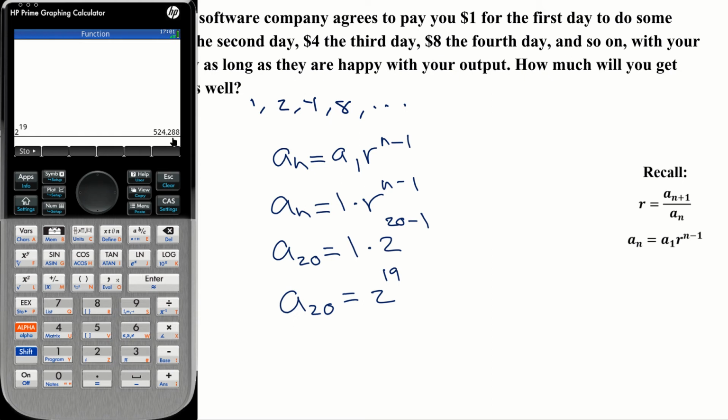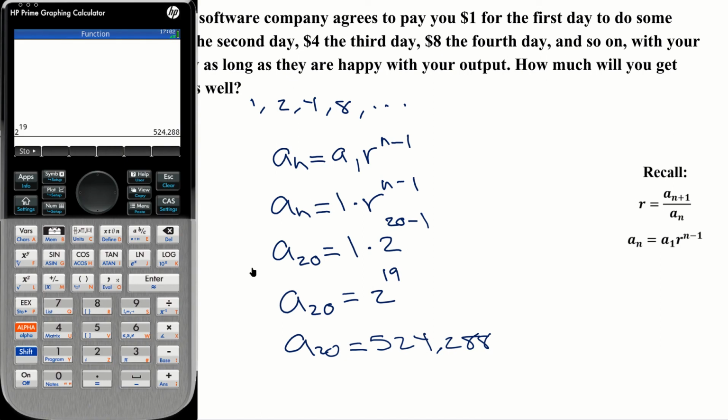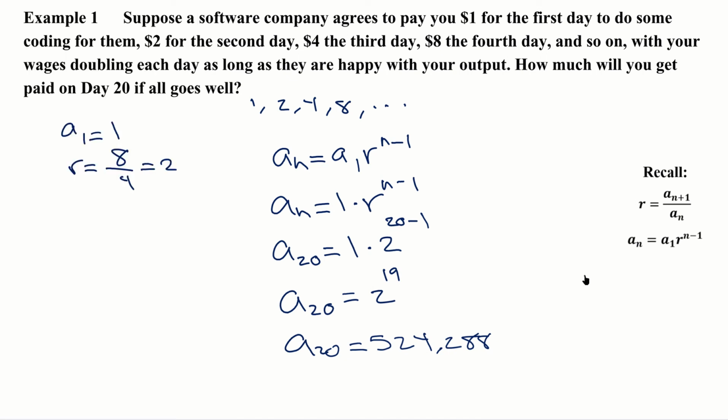So don't wait around for a company to be making that kind of an offer anytime soon. They don't come around too often. All right, so 524,288. If such an offer is made, obviously, definitely take it. All right, so that's a quick application of geometric sequences.